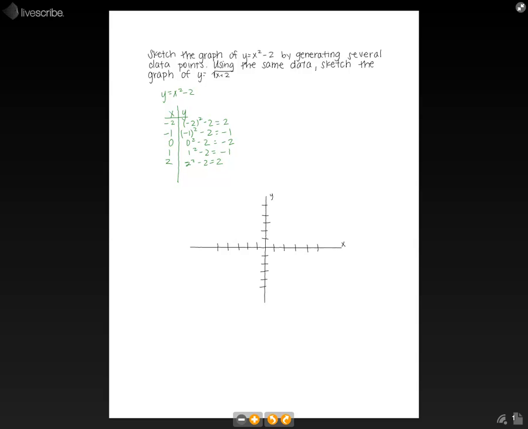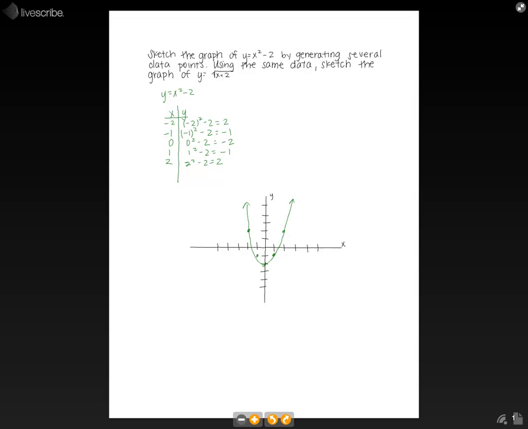2. So now if we were to plot these points on our graph, we would have (-2, 2), (-1, -1), (0, -2), (1, -1), and then (2, 2). So if we connect all of these points, we get a parabola.